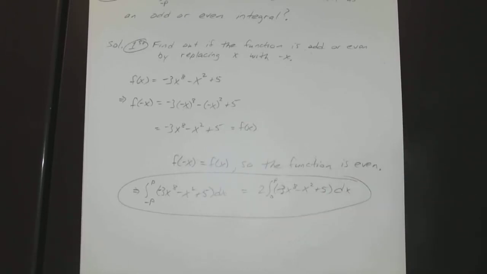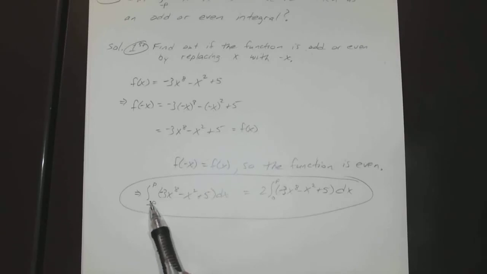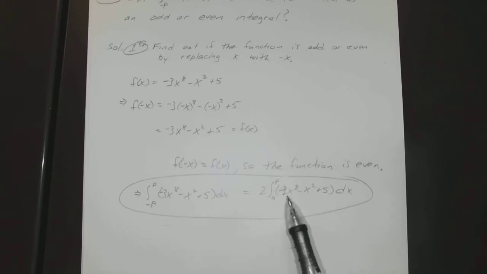Is the second half from 0 to p? Yep, from 0 to p. Because whenever it's even, you really just kind of cut it in half. So instead of from negative p to p, it goes from 0 to p, and you just multiply it by 2. That's only if it's even.